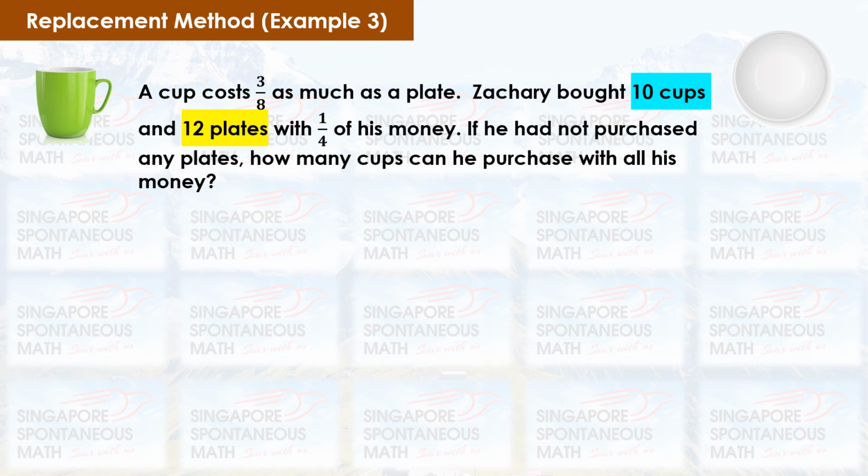A cup costs 3/8 as much as a plate. Zachary bought 10 cups and 12 plates with 1/4 of his money. If he had not purchased any plates, how many cups can he purchase with all his money?